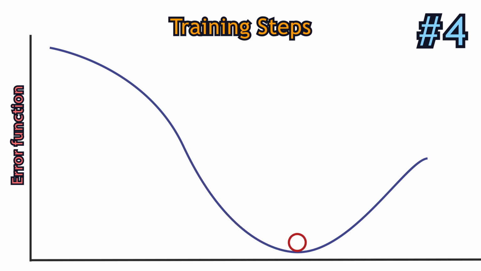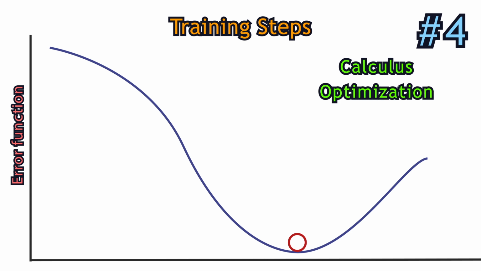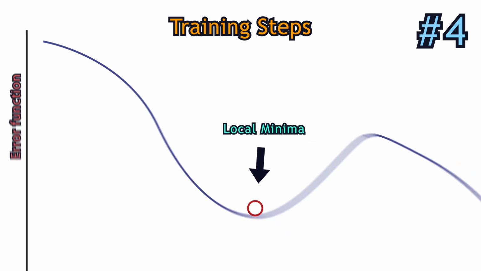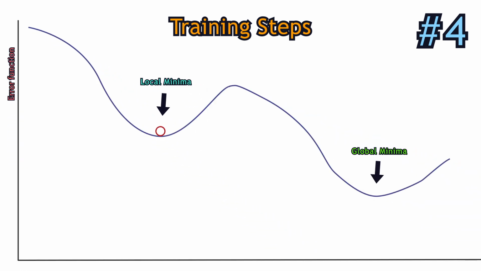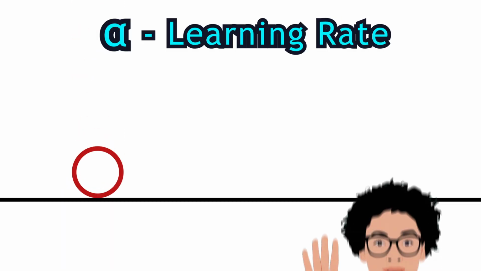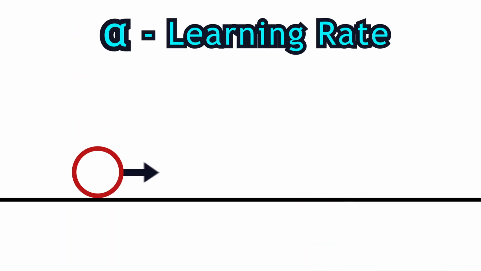If you are familiar with calculus and optimization, you should know that in some cases the algorithm may be stuck in a local minima without reaching the global one. For that reason, it is better to initialize the algorithm several times with different random weights and play with the learning rate. Learning rate is a hyperparameter that is set by us. It controls the size of the steps taken during the parameters update.